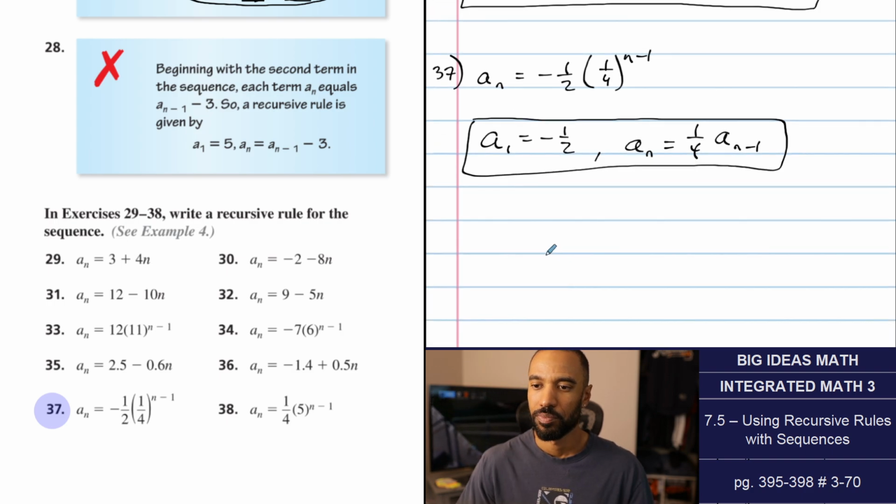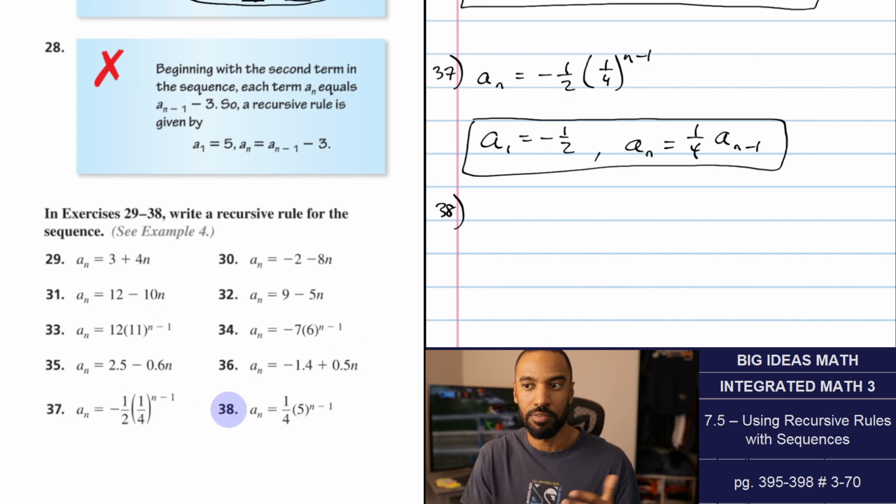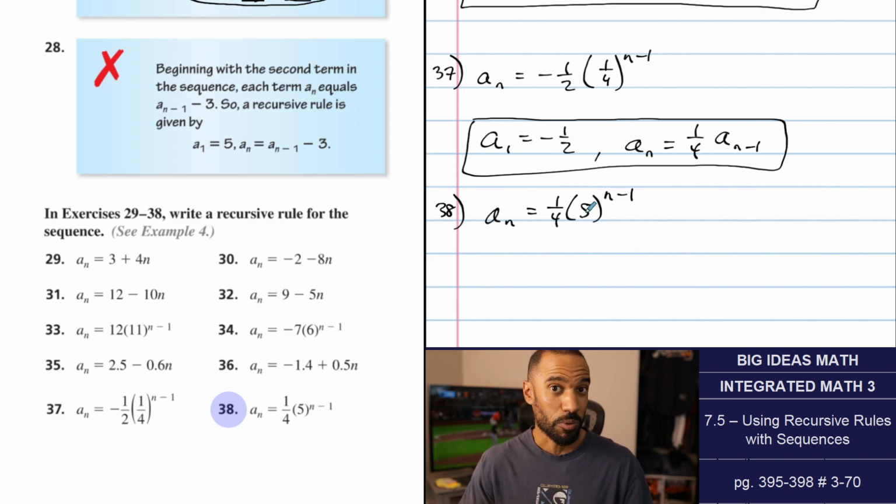Pretty nice. Number 38, last one from this set. And then I do believe the next, I don't know if it's the very next set, but we are going to have to go from explicit to recursive. So we might have another drill and kill coming up like these, where it's kind of like, I don't have much to say. Although we are going to have to simplify our explicit rules in those problems.